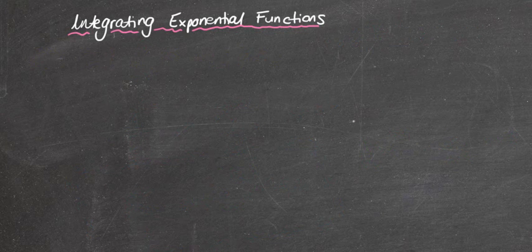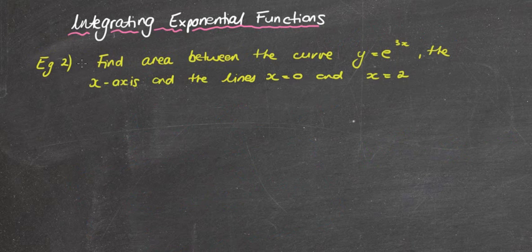Alrighty. Question 2. Find the area between the curve. Remember, area between the curve means the integral of y is equal to e to the power of 3x, so e to the power of 3x dx, with the x-axis and the lines x equals 0 and x equals 2. So in this case, we have those bounds there, 0 and 2.